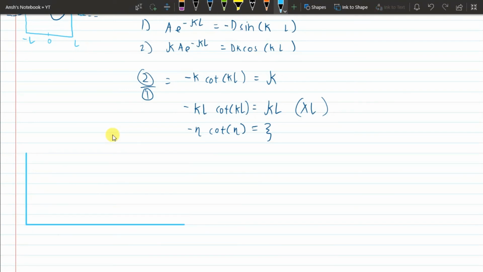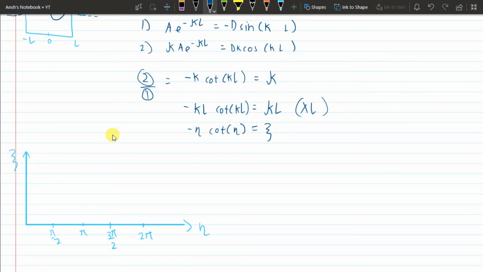So again, we have pi by 2, pi, 3 pi by 2, 2 pi, and this is eta. Sorry, this is c, the y-axis is c and the x-axis is eta. And you can see that c has a cot dependence on eta, but there's a minus sign right here.